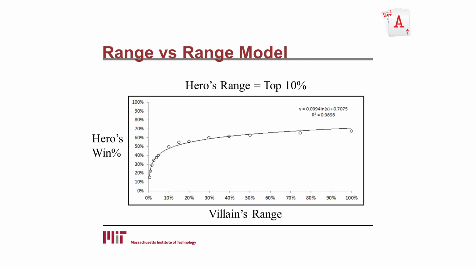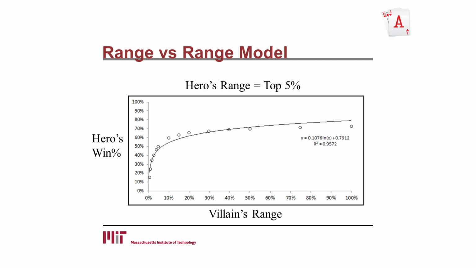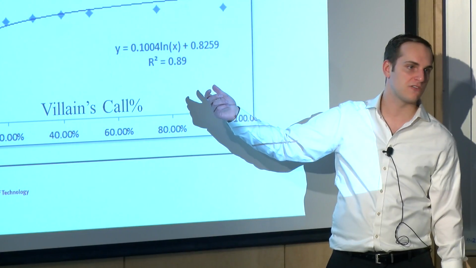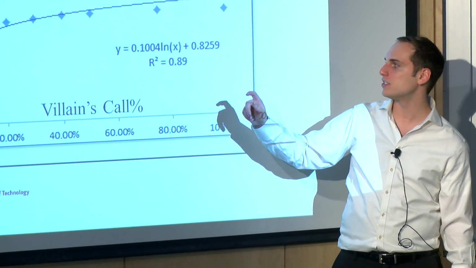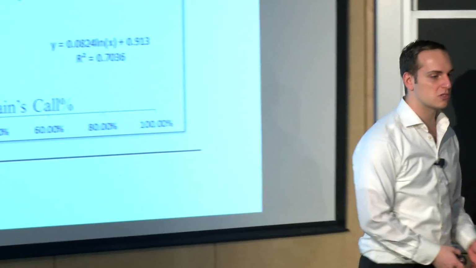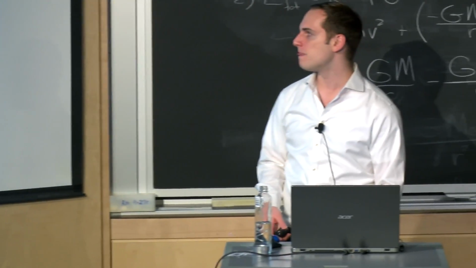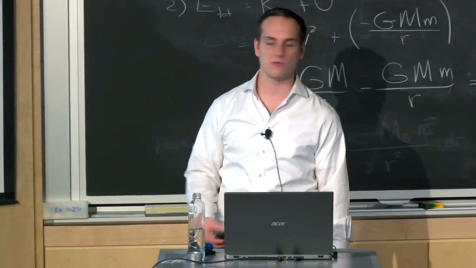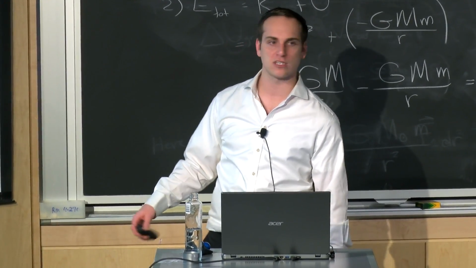But then it starts to get bad. If he calls 5% of the time, our R squared when we fit a logarithmic function is only 95. And if he only calls 3% of the time, our R squared is 89. This is not really logarithmic when we start getting into very tight ranges, and at 1% it's not even close. So what we're trying to do is develop an equation for figuring out range versus ranges, and we see that logarithmic works some of the time.